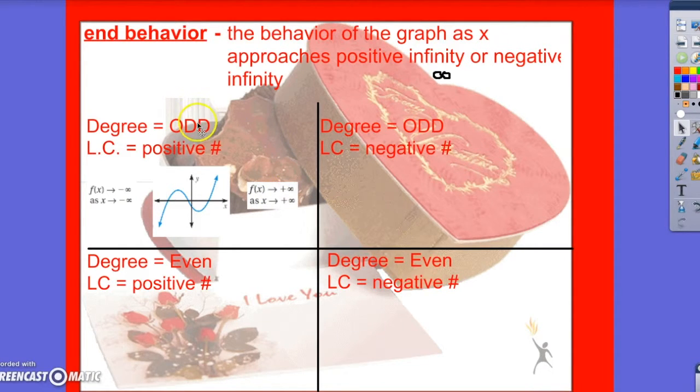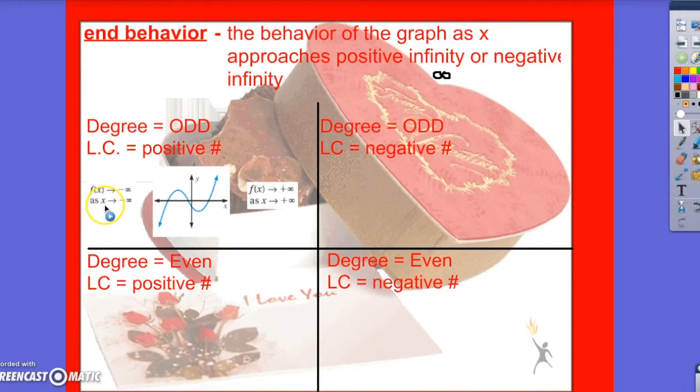If the degree is odd and the leading coefficient, the number in front of the variable, is positive, look at the end behavior. The end behavior is the little arrows. We start in the down position. We go down to up. Now, what's this little function notation over here? I know it looks very intimidating. So let me explain to you what it means.